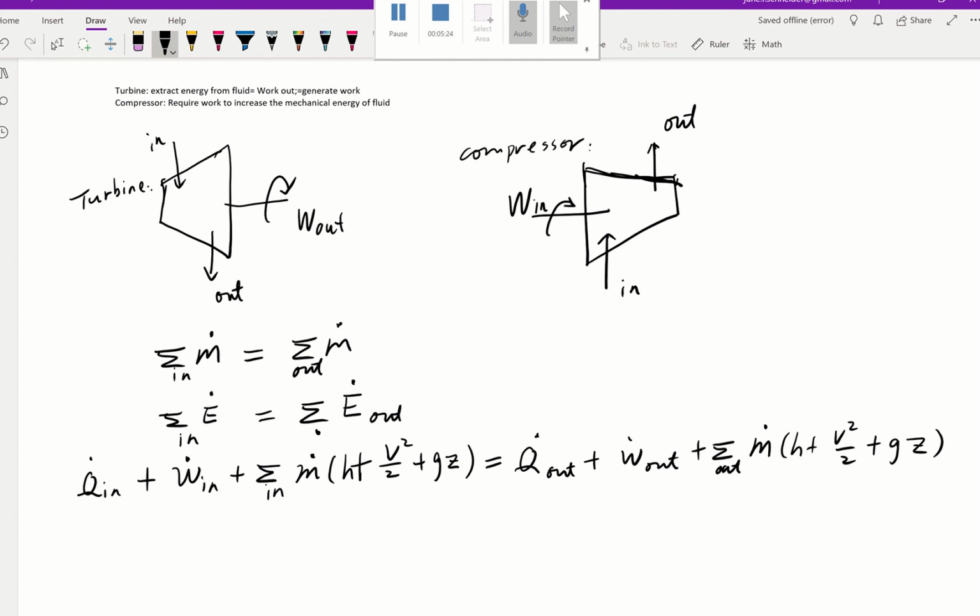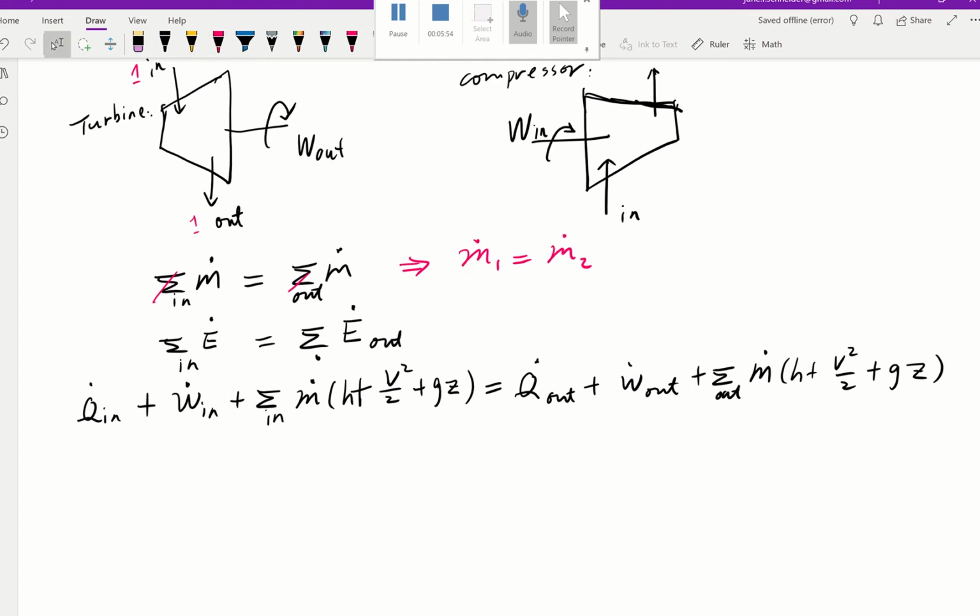Now let's specialize this for the turbine and compressor. We have only one inlet and one outlet, so we can get rid of the summation. The mass conservation equation becomes m dot 1 equals m dot 2, meaning the mass coming in is equal to the mass coming out. I'm using 1 for the inlet and 2 for the outlet. Now let's look at energy conservation. Energy conservation is more humongous, but again, we like to make assumptions.